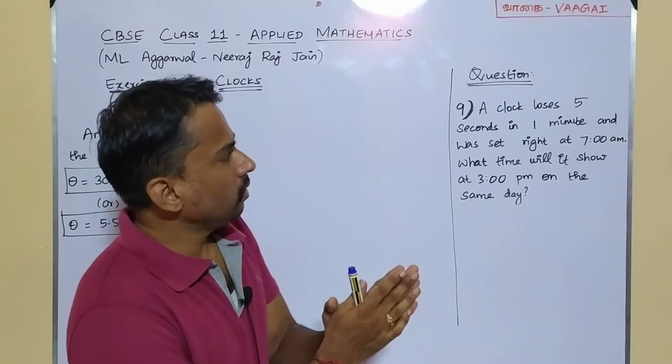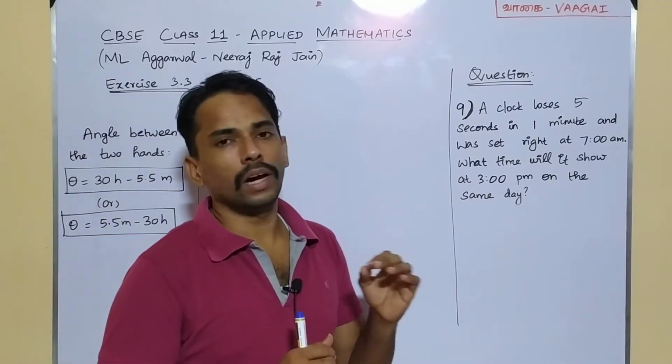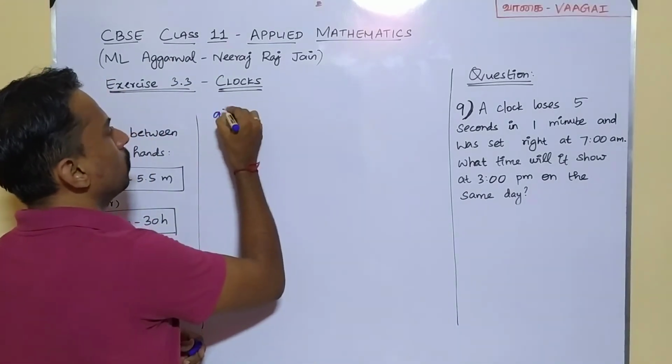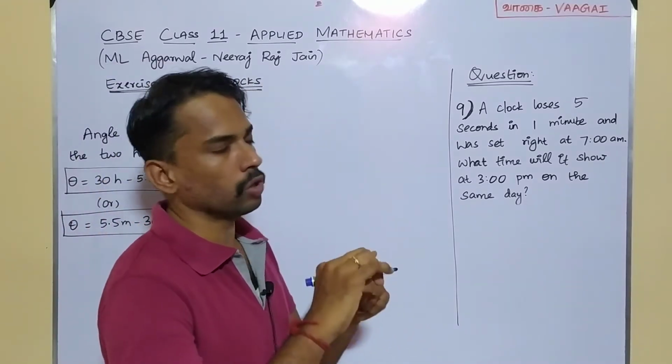Here is question number 9. A clock loses 5 seconds in 1 minute and was set right at 7 a.m. So let's note the information. Question number 9: this problem is based on the concept of a clock losing time.